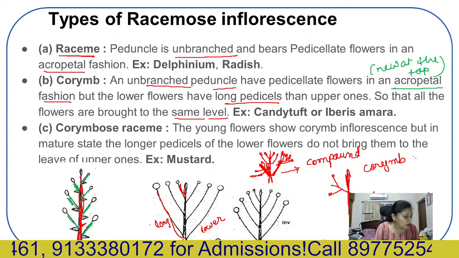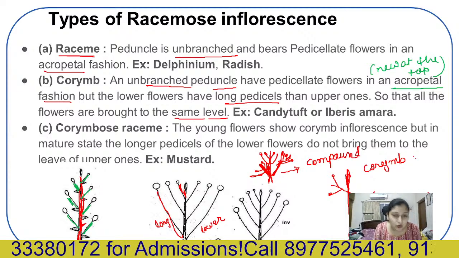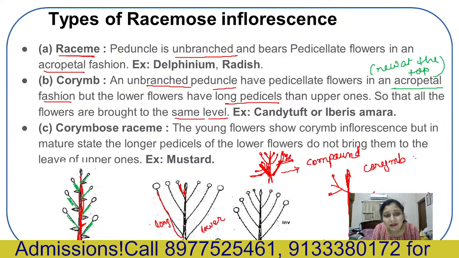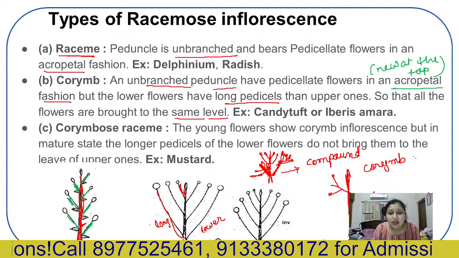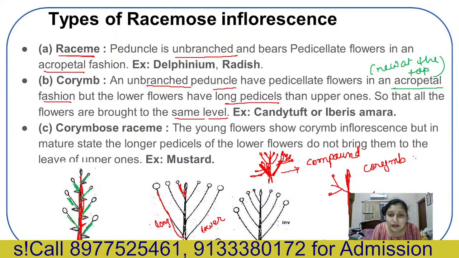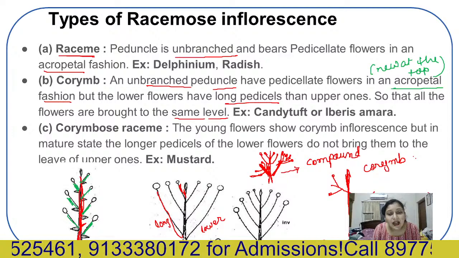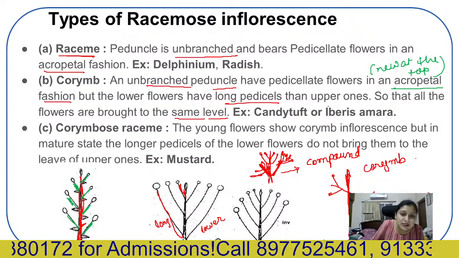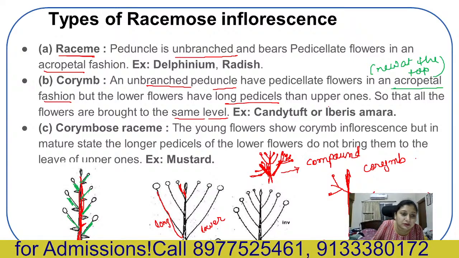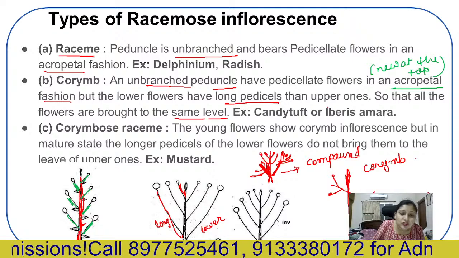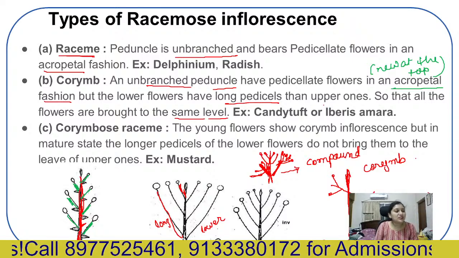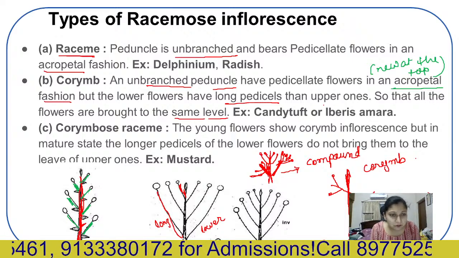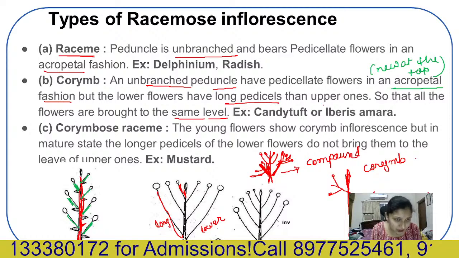Okay, now corymbose. Corymbose, that means these all are trying to reach the same level, but they can't reach the same level. So, they have older flowers and long pedicels, but they can't reach the same level. Though they have longer pedicels, the lower flowers do not bring them to the level of the upper ones. So, this is called corymbose raceme.